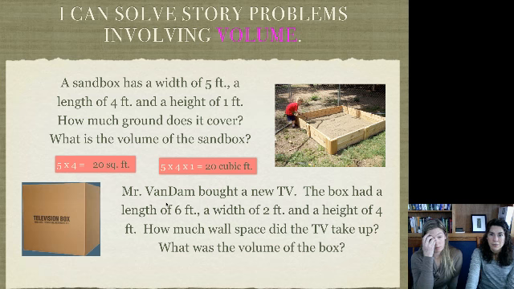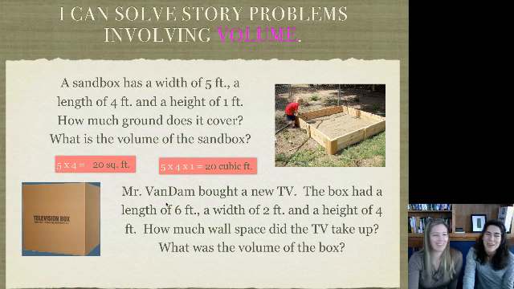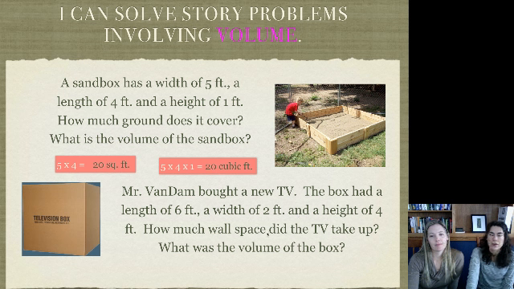But Mr. Van Dam, yay, he bought a new TV for us. That's exciting. The box had a length of 6 feet, ooh, a nice big one, and a width of 2 feet, and a height of 4 feet. How much wall space is this TV going to take up?